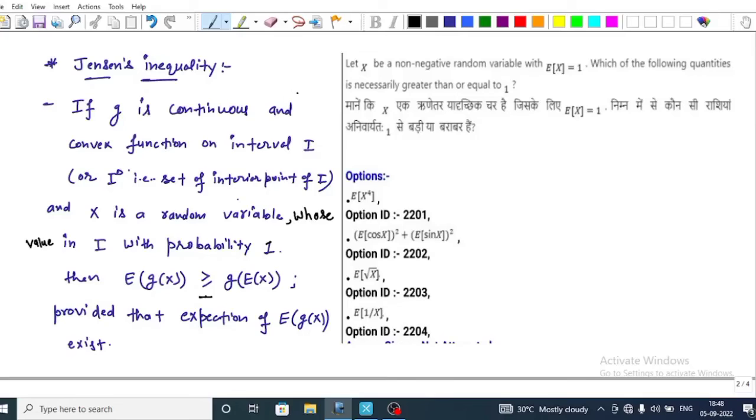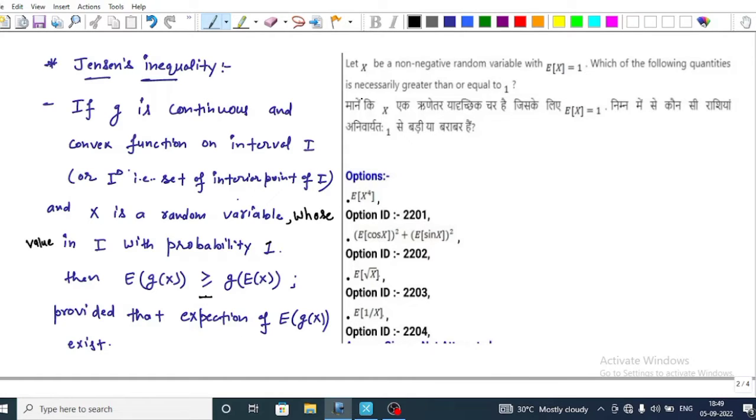Question of CSIR-NET, and in this question we use the concept of Jensen inequality. This inequality states that if g is a continuous and convex function on interval I or I naught, that is set of interior point of I, and x is a random variable whose value in I with probability 1, then expectation of g(x) is greater than or equal to g of expectation of x, provided that expectation of g(x) exists.